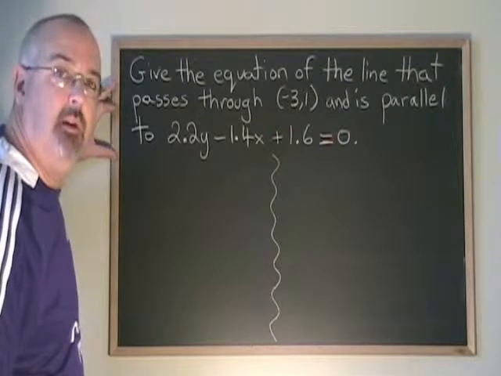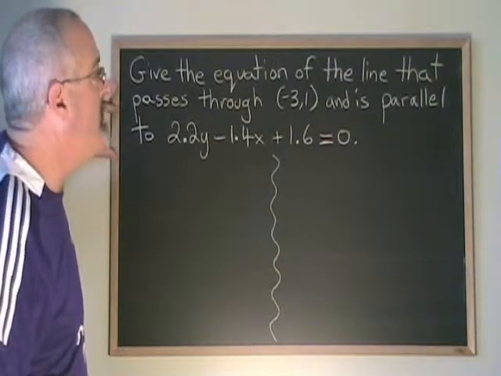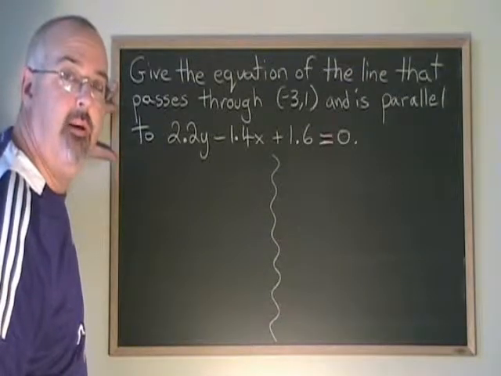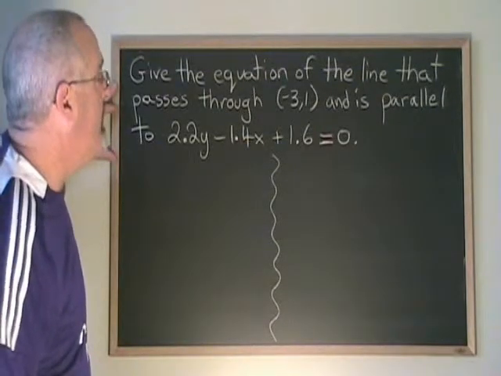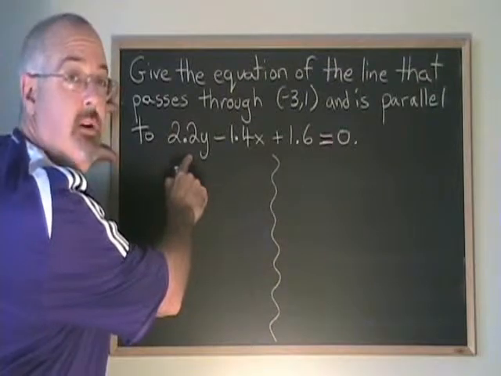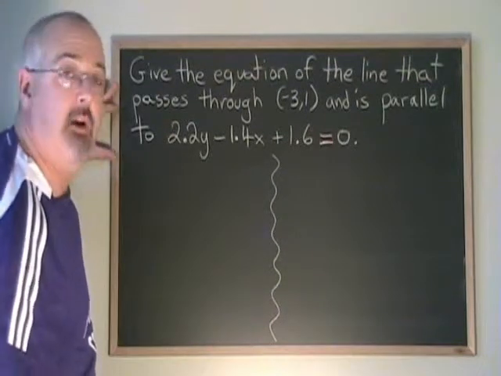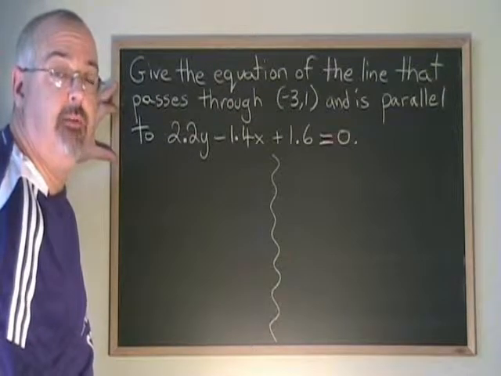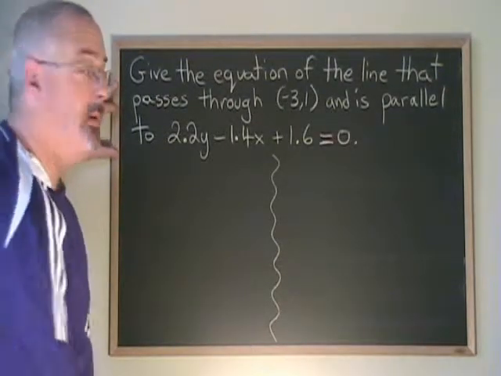In this example, we are asked to give the equation of the line that passes through the point -3, 1 and is parallel to 2.2y minus 1.4x plus 1.6 equals 0. The first step is to find the slope of the line that we know.